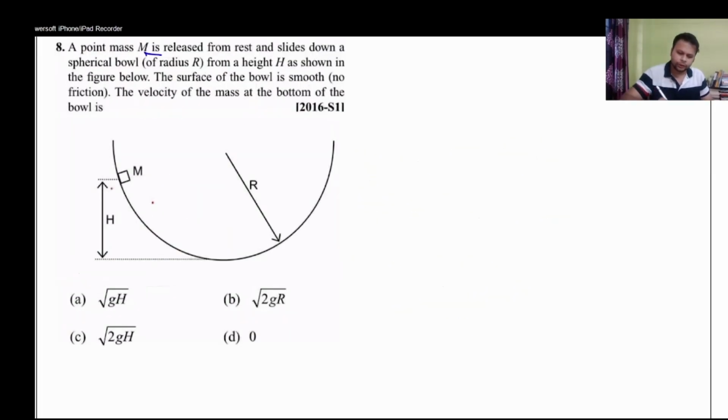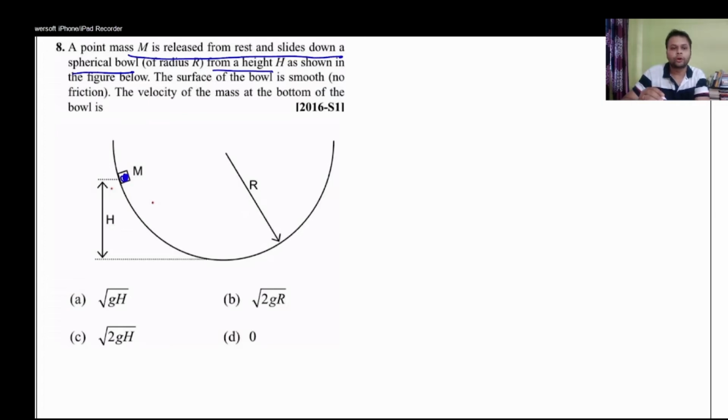Question number 8. So this is again a very nice question, a very simple question. A point mass m is released from rest and slides down a spherical ball from height h. It is coming down from a height h as shown in the figure. The surface of the ball is smooth, meaning there is no friction.